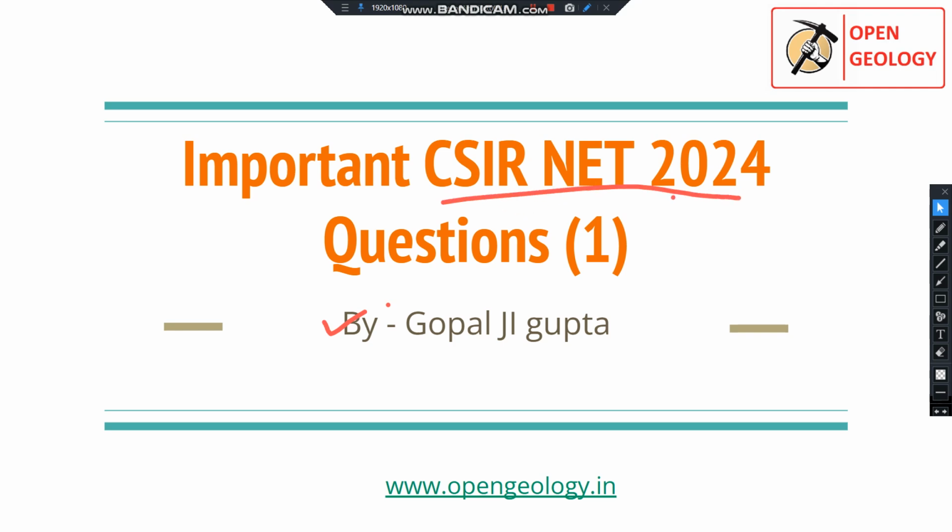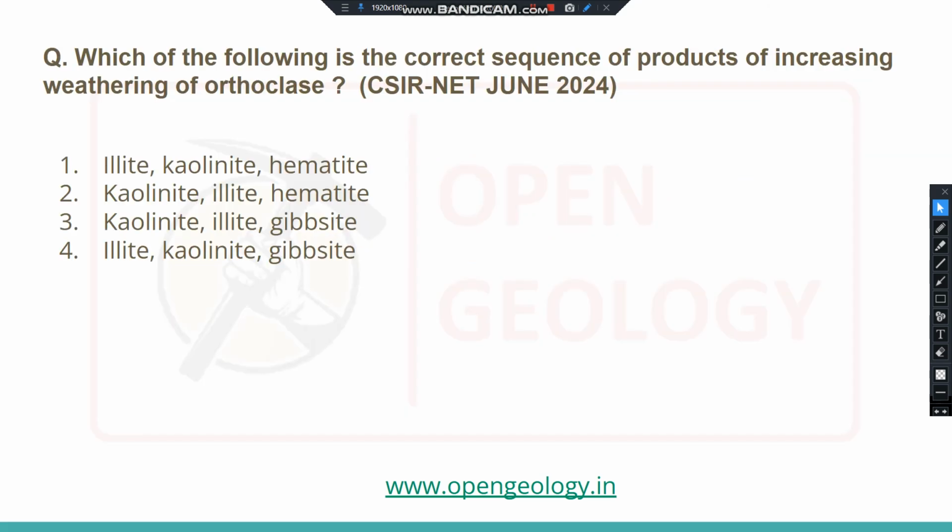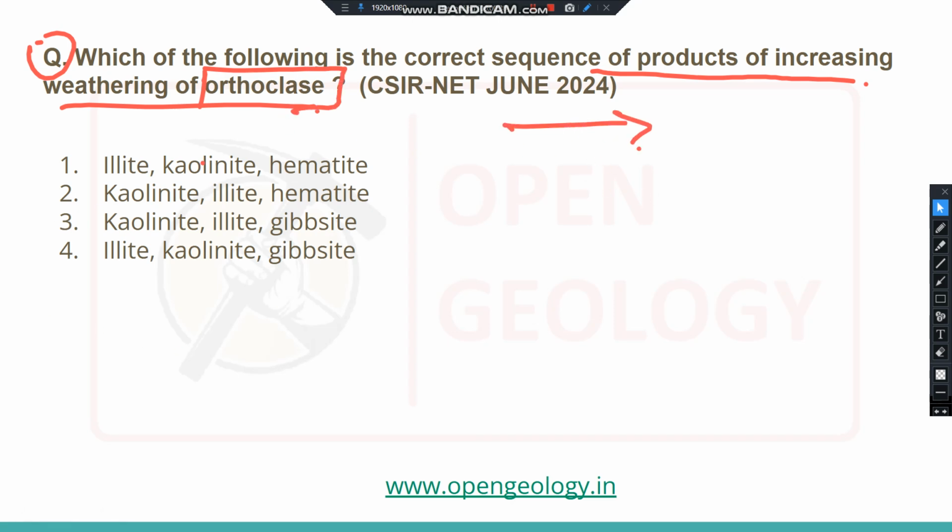CSIR NET June 2024, and these questions can be asked, and a few of them have also been asked multiple times. So let us see the first question. It is asking which of the following is the correct sequence of products of increasing weathering of orthoclase. When orthoclase undergoes weathering, a lot of minerals will be produced. So it is asking about the correct sequence. These are your options, but this time it can ask about some other minerals. So let us see a few minerals and their sequences.